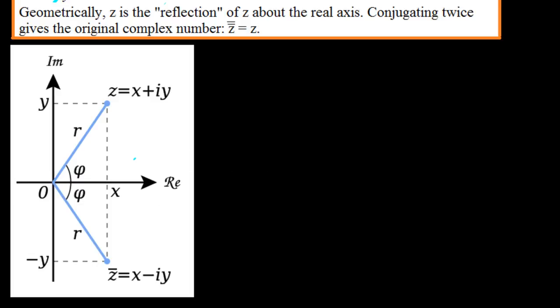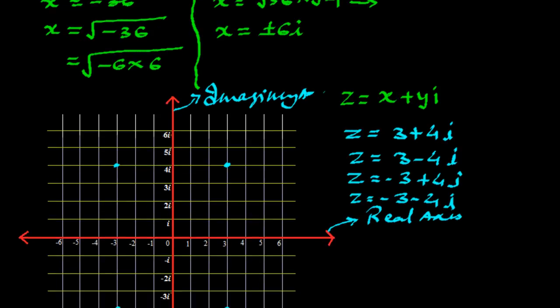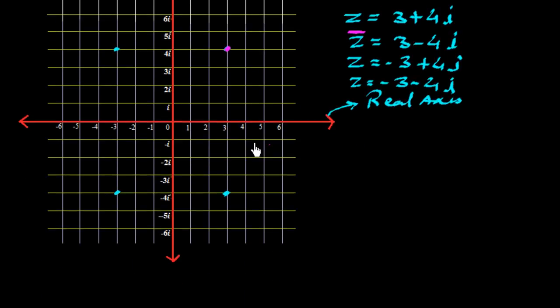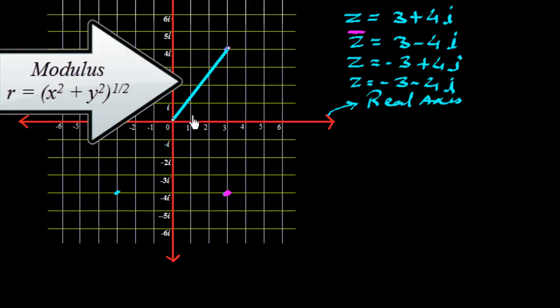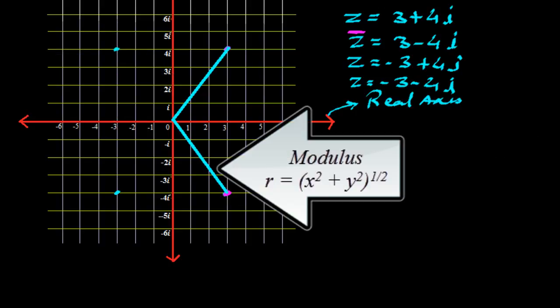I explain this also in our previous example. Look here. This is our z, which is 3 plus 4i. The conjugate, z bar, is 3 minus 4i, below the real axis. This is 3 minus 4i. So this is the reflection we are seeing. If we join them with a line, in this way we can easily find it.